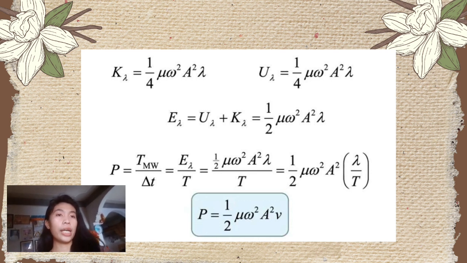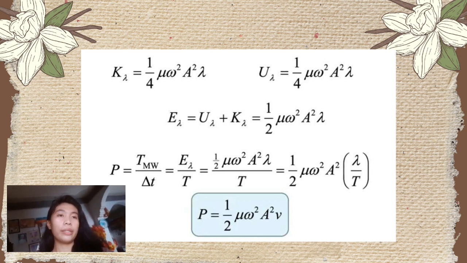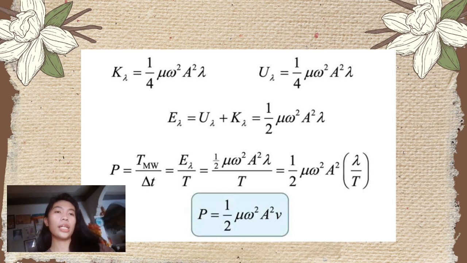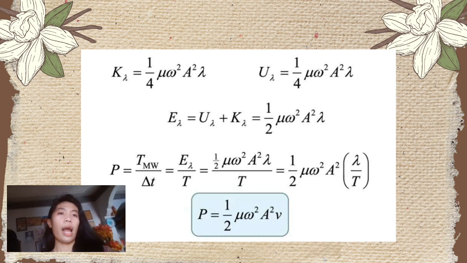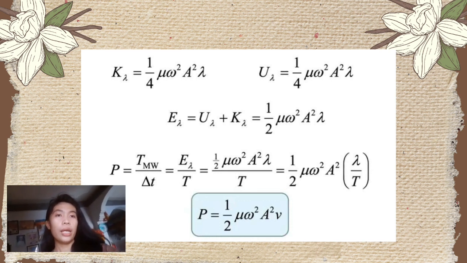Now the potential energy over one wavelength: if you go through a similar derivation, you'll end up with the same thing, 1/4 mu omega squared A squared lambda. You'll see it is the same as K lambda, and so the total energy is the sum of those. With 1/4 and 1/4, you end up with 1/2 mu omega squared A squared lambda.